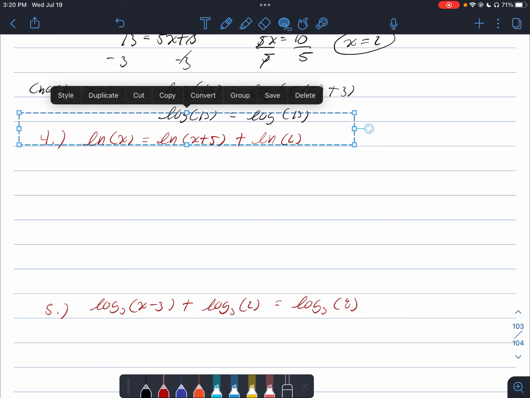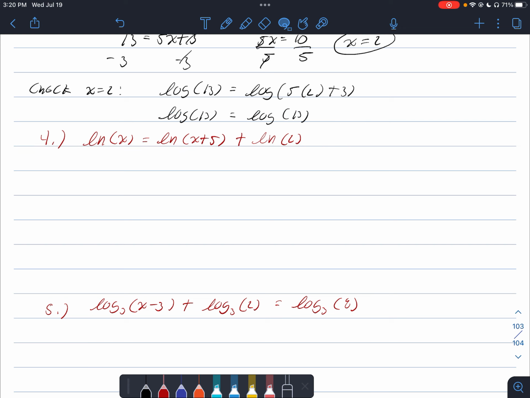All right, let's take a look at this one. Here we have the natural log of x is equal to the natural log of x plus 5 plus the natural log of 2. Okay, so let's see how maybe we want to do this. If we want to try and isolate all of the x's on one side, if at all possible. But maybe we can do that here in just a minute. Let's go ahead and take the natural log of 2 away from both sides.